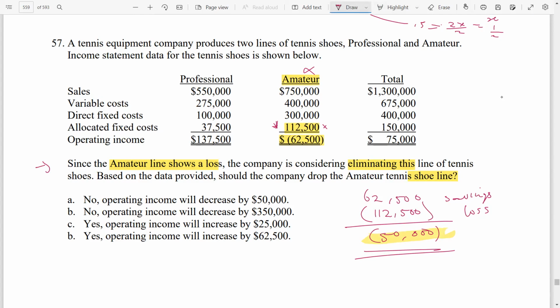So drop it? We will say no. How much will it decrease? It will decrease by 50,000. That is why the correct answer for question number 57 is A, and we're going to highlight that as the right answer.